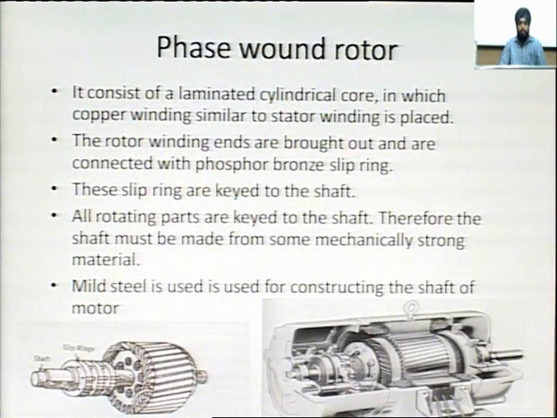Next is phase wound rotor. It consists of a laminated cylindrical core in which copper winding similar to the stator winding is placed. The rotor winding ends are brought out and are connected with phosphor bronze slip rings. These slip rings are keyed to the shaft. All rotating parts are keyed to the shaft. Therefore, the shaft must be made from some mechanically strong material. Mild steel is used for the construction of the shaft.